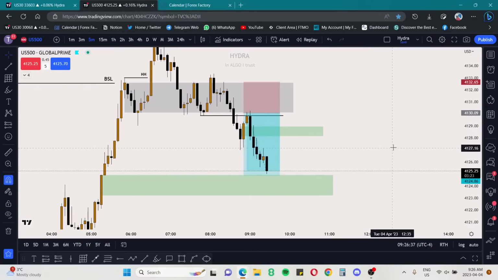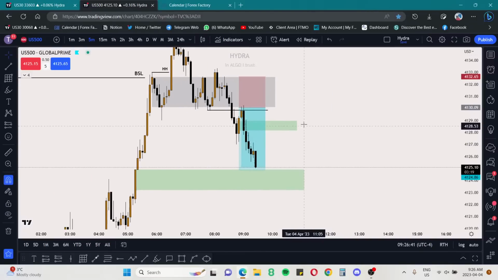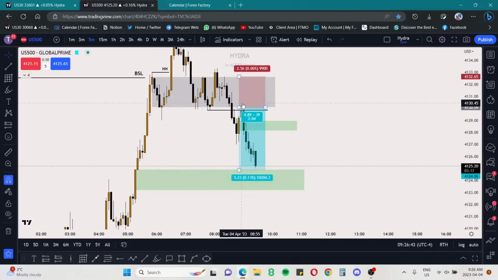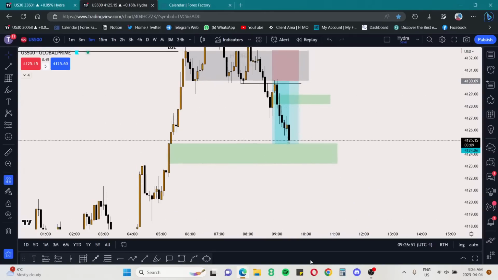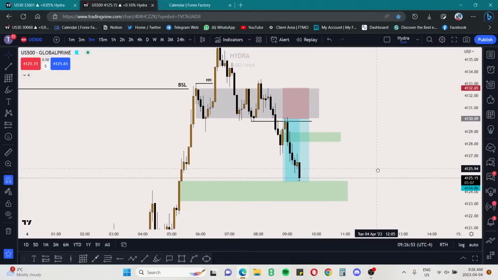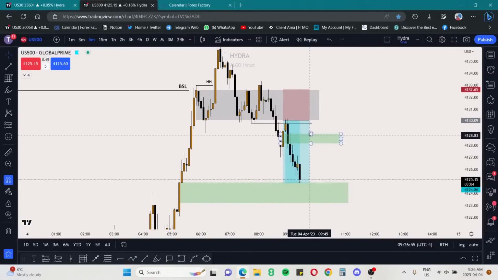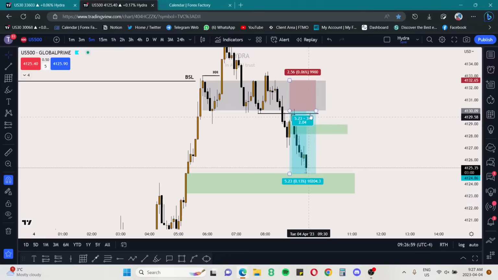Do you guys know Paladin? Okay, if you guys know him, the way he trades, he targets 2R. So I learned that from him. I learned to target 2R from him and not to target like 4R, 5R. If you were taking this trade, it would have hit your TP just right now.